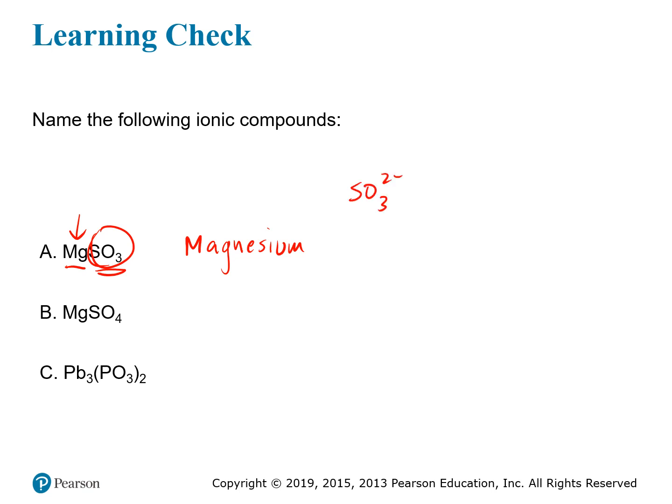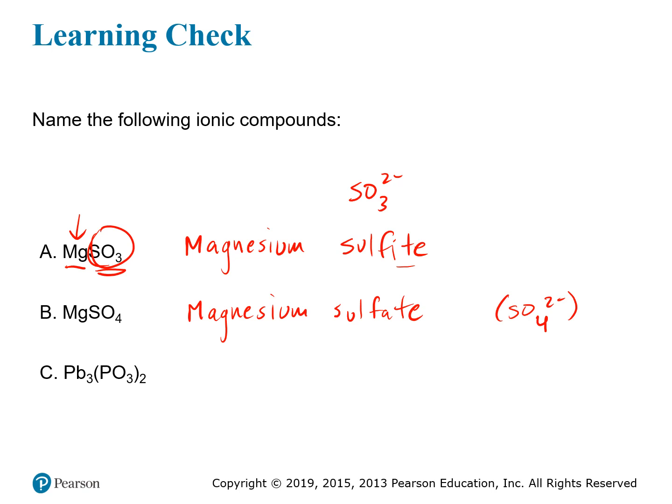SO3 is going to have a 2- charge, and it's called sulfite. It's like sulfate, which is SO4 2-, but it has one fewer oxygen atoms, and so it's sulfite with an I. The second one also has magnesium, right? Still don't need a Roman numeral because it's magnesium. It's always 2+. And SO4 is sulfate, like I just said. SO4 2- is sulfate. So this is magnesium sulfate.